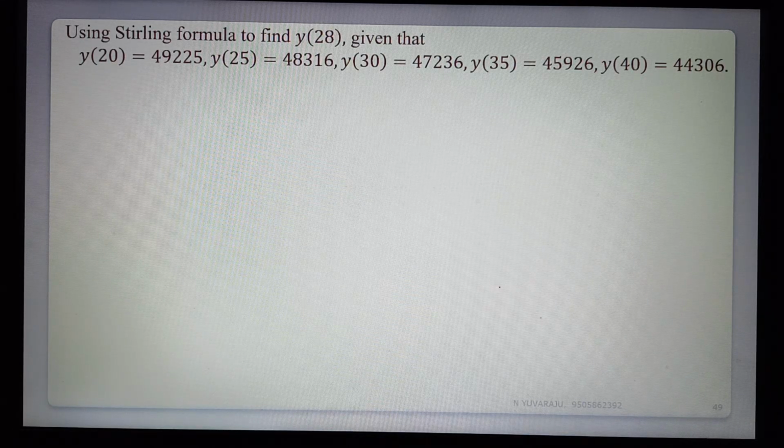next formula, next example, using Stirling formula to find y of 28 given that. Here the given values: y of 20 is equal to 49 to 25, meaning in the bracket these are the x values and these are the y values. Using the Stirling formula, what is the Stirling formula? Average of Gauss forward and Gauss backward. Already the formula is a single formula; we have to choose it and find that value. Okay now, using the Stirling formula.